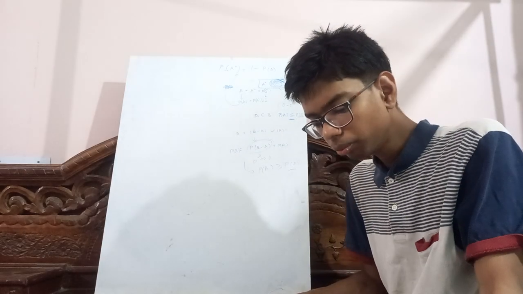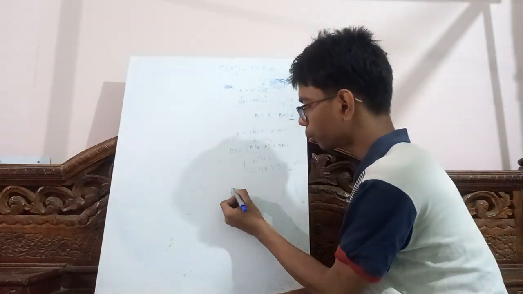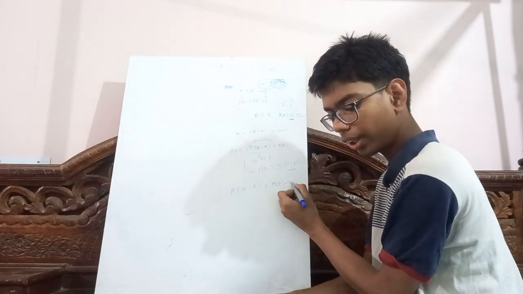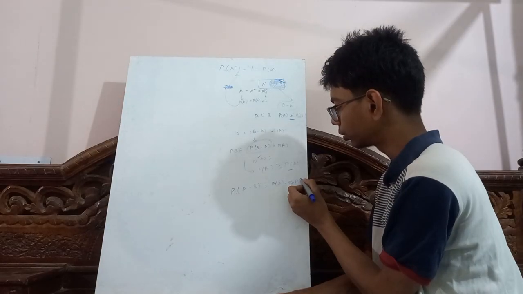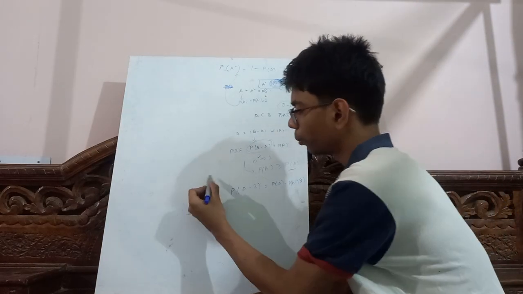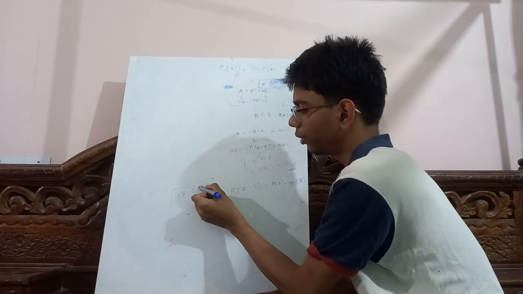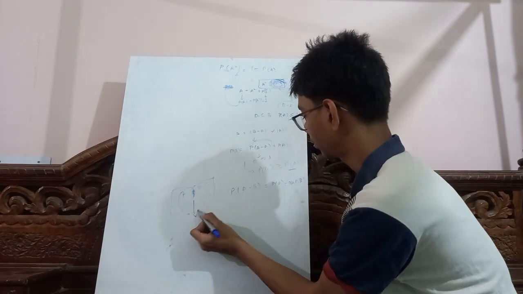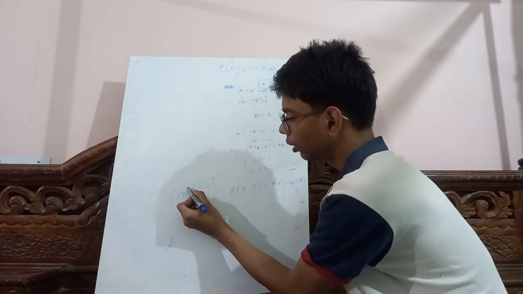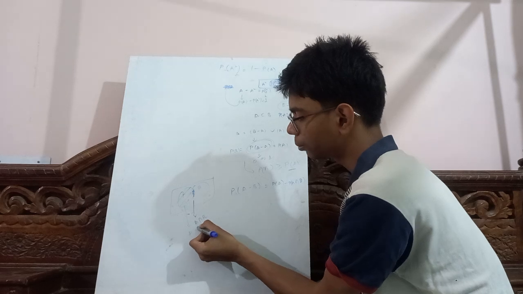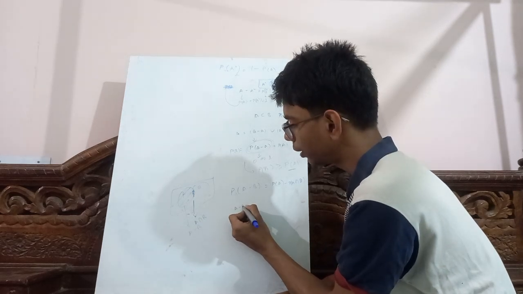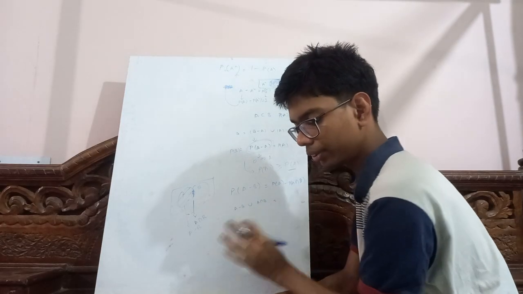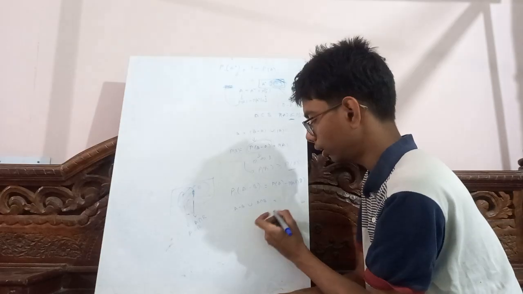Right. Now the difference rule. The difference rule is probability of A minus B is equal to probability of A minus probability of A intersection B. Now suppose this is my sample space, this is A, this is B, right? This is my A intersection B. This is my A minus B. Can I say A minus B union A intersection B can give me A?